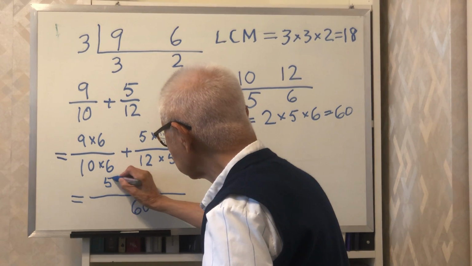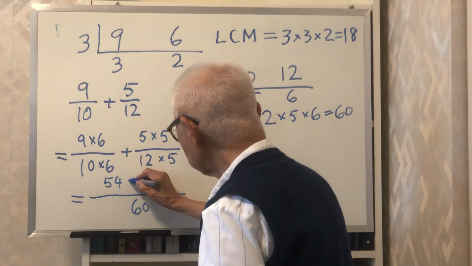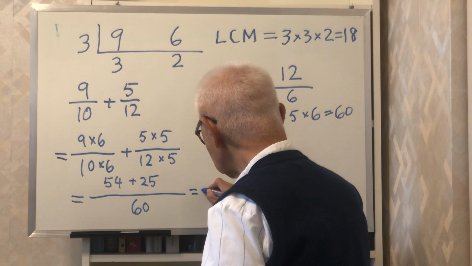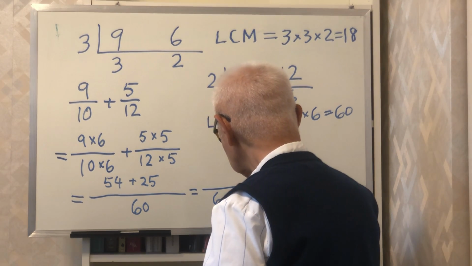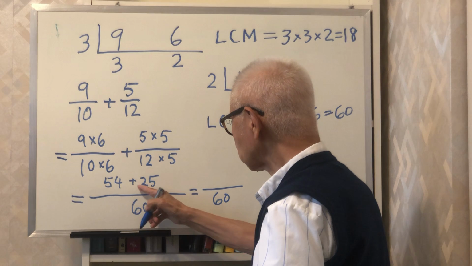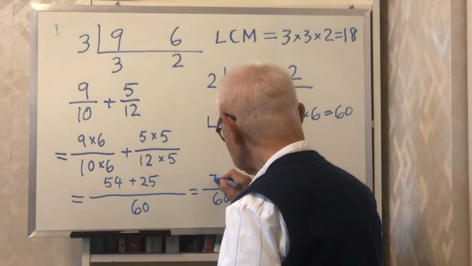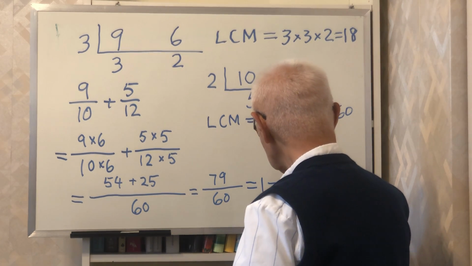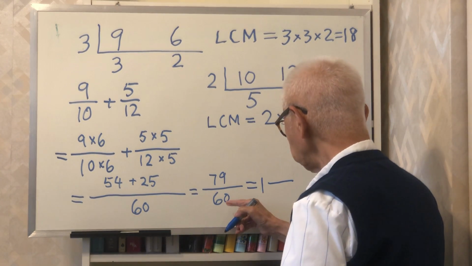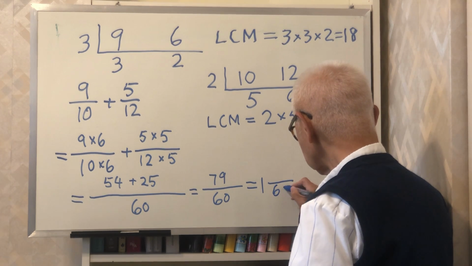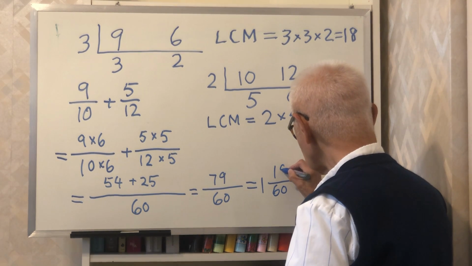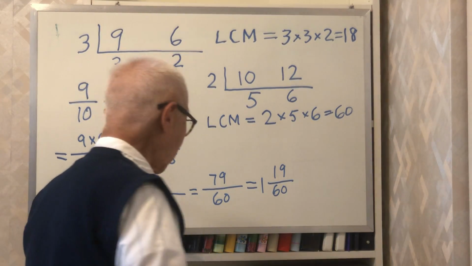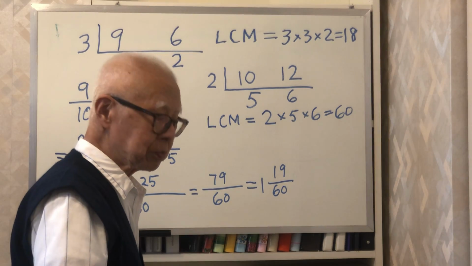54, 25, that's 79. And you can write this as a mixed number. So this is my answer. So the common denominator is 60. All right.